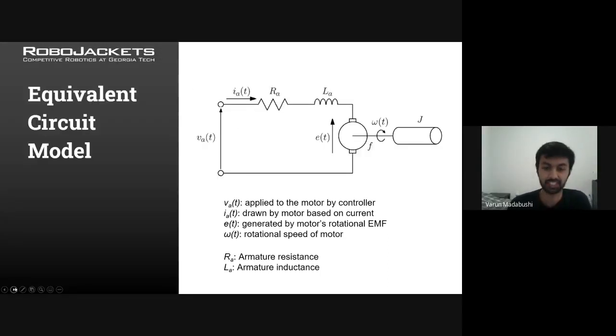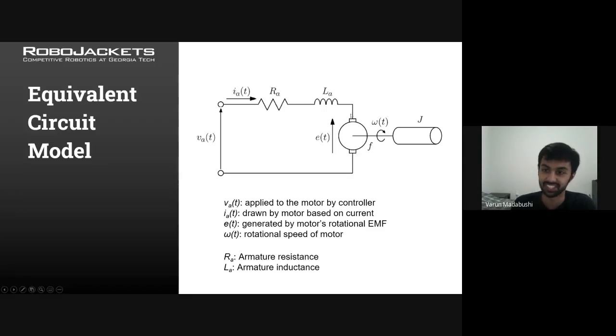So now we're going to be talking about the equivalent circuit model of a DC motor. And this is really important. You should commit this to memory, because every conclusion you want to draw about a DC motor, you can draw just by looking at the equivalent circuit model. So here we're just going to have all the variables labeled. VA is the applied voltage. You apply a particular voltage to the motor and then it causes it to spin.